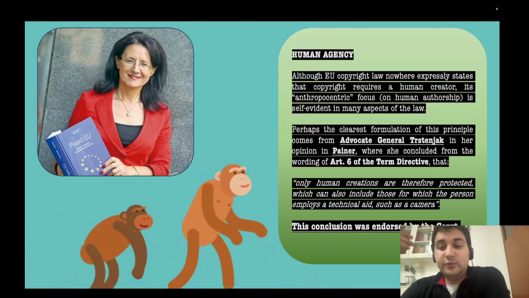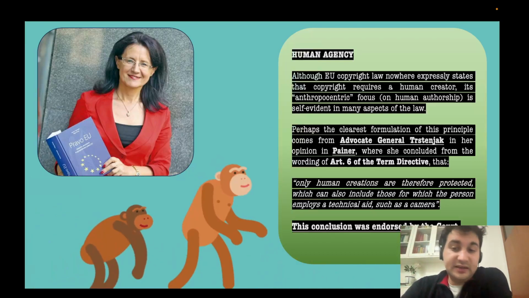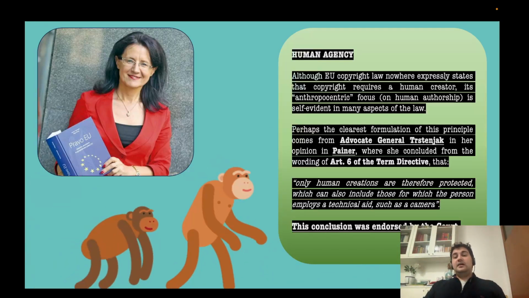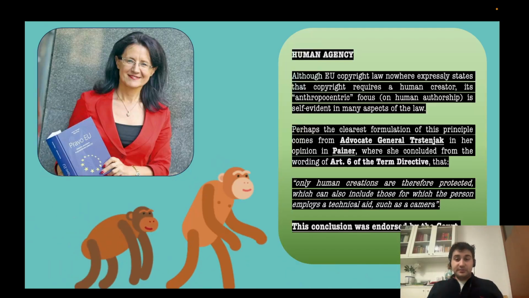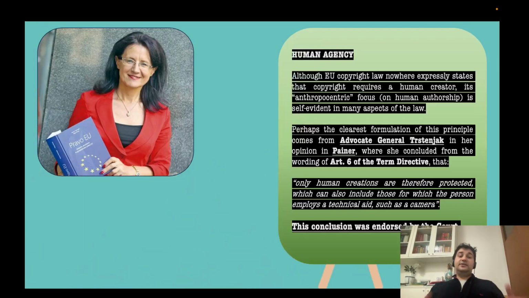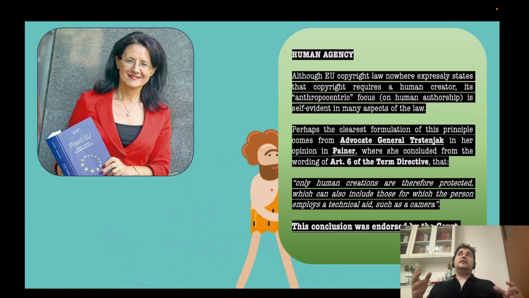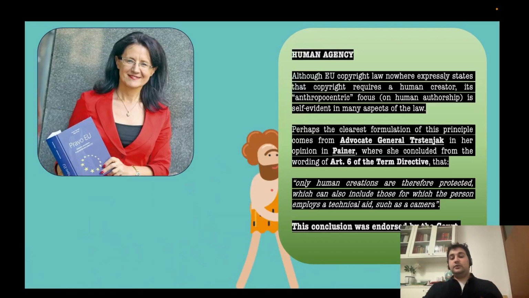even the ones in which a technical aid is employed, such as a camera, for example. So the opinion of Advocate General Trstenjak, that was then endorsed by the court, is that there is a human agency in the concept of authorship in the European Union.